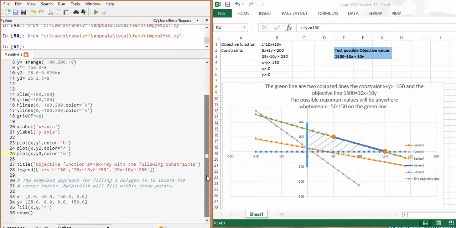The title of the graph will be objective function z equals 10x plus 10y with the following constraints. You don't need to write down the constraints in the title since you are able to add them in the legend.